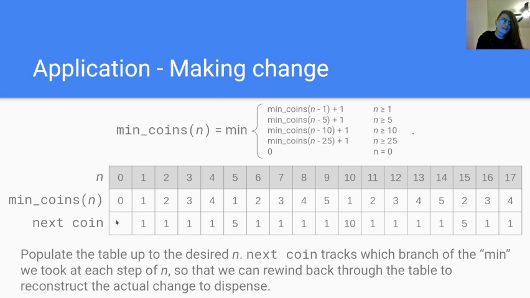Now our next coin is empty. If there's nothing else to dispense, we're done. So by using this next coin row, we can jump from 17 back to 16, 16 back to 15, 15 back to 10, 10 back to 0. 0 is done. And we're able to backtrace it through the table. We can backtrace the actual change that we need to dispense by just sort of subtracting.